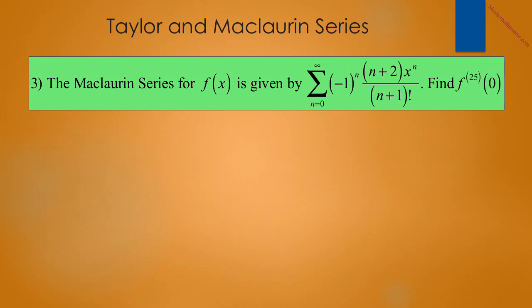Number 3 is different from the previous problems. Rather than taking some information and finding the Maclaurin series, you are given a Maclaurin series and then asked to find some information. You are told that the Maclaurin series for f of x is given by summation n equals 0 to infinity of negative 1 to the n times quantity n plus 2 times x raised to the n over n plus 1 factorial. We are asked to find the 25th derivative of f at x equals 0.